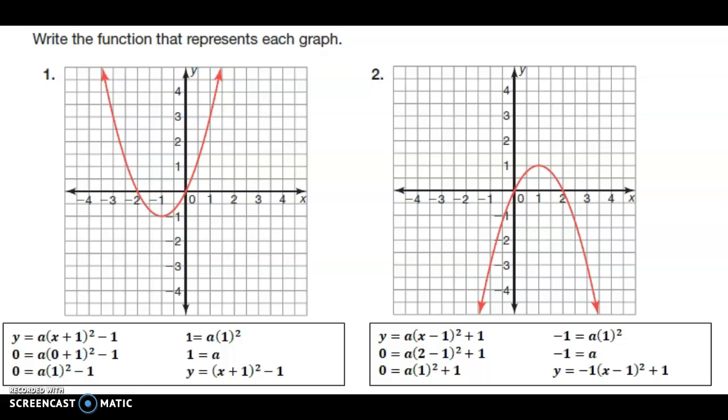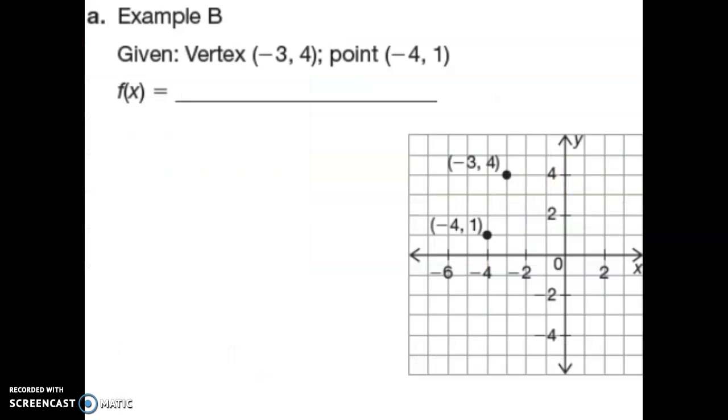So if you're given a graph, try to find its vertex, and then try to find the a value by either substituting in another point, or, if you go to the right 1 unit, finding out whether it goes up or down and how many units. That is another way to find your a value. Let's look at a few other examples. Here's an example where they tell you the vertex. The vertex, again, is -3, +4. They tell you a point.